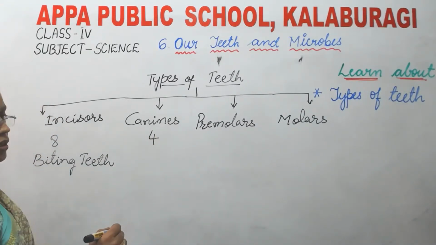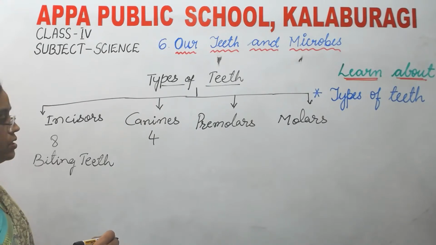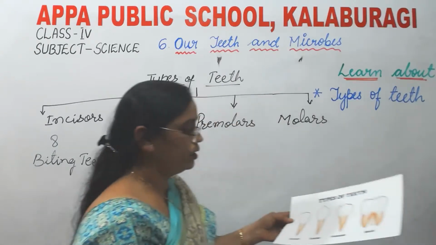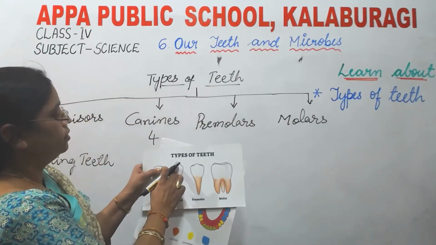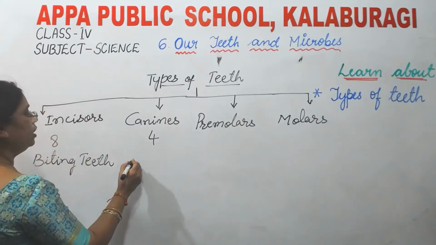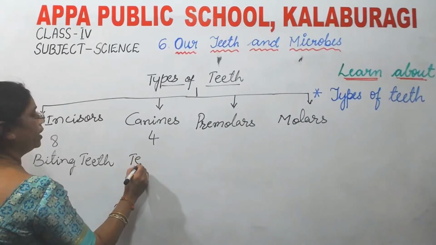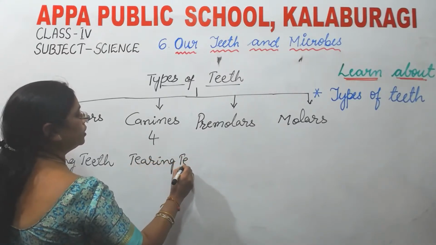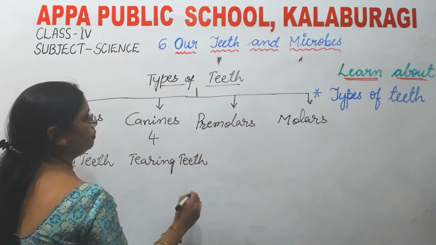And what's the function of canines? See here, how are they? The canines are pointed. So being pointed, they help in tearing the food. That's why they are called tearing teeth. The canines are called tearing teeth.